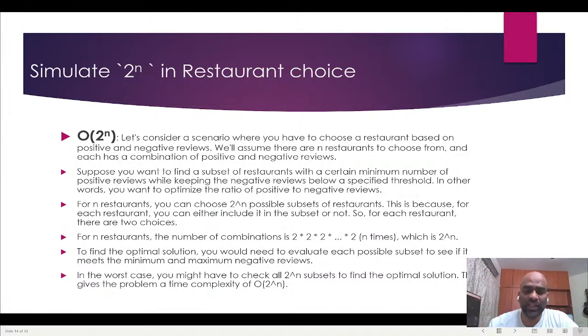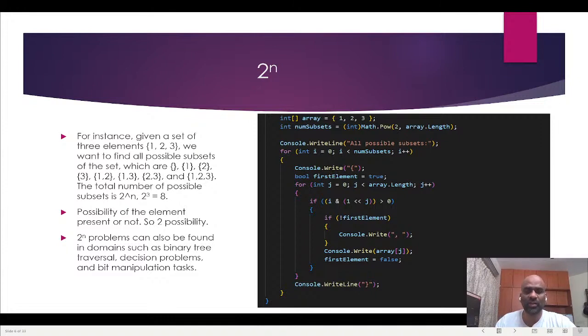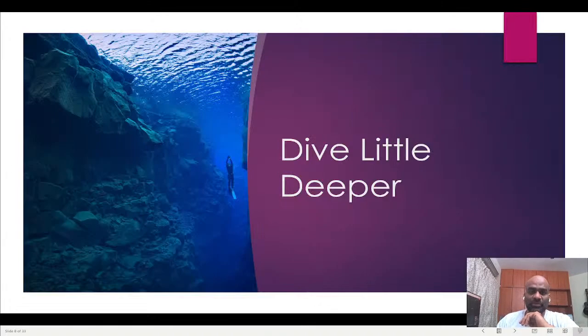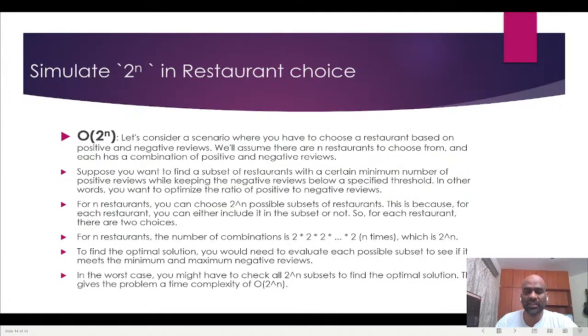You remember 1, 2, 3, and we got one empty subset, then 1, 2, 2, 1, 2, 2, 1, 2, 3. So we got 2 power n, which is 2 power 3, 8 subsets, right? I'll just show you that. So 2 power 3 is 8. Just keep this 1, 2, 3 as some kind of restaurant. When you want to set up possible subsets with positive and negative reviews above some threshold, we'll be able to get the subset. So basically it's order of 2 power n, and the worst case is order of 2 power n.